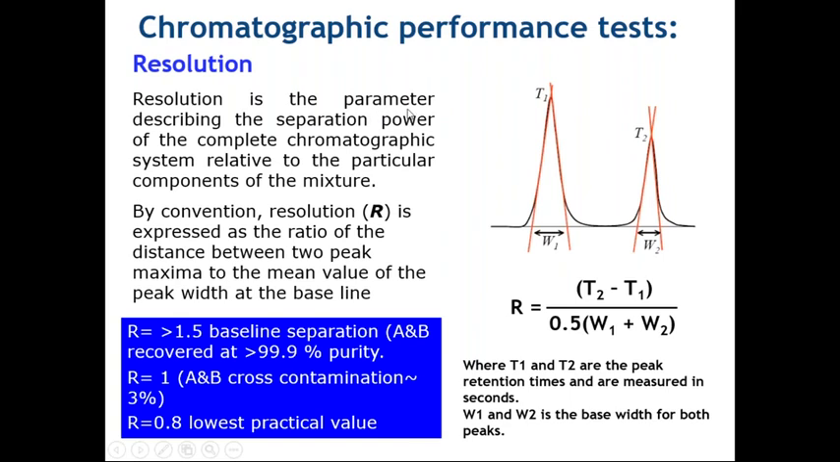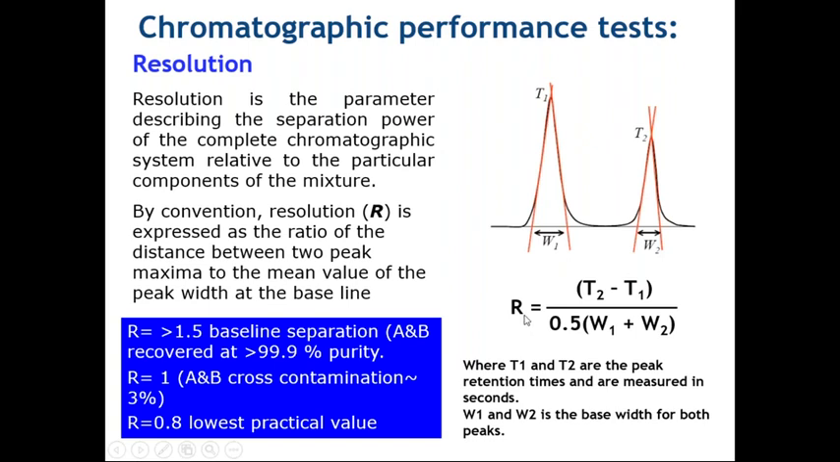Here, the resolution is a parameter which describes the separation power, or the best separation, in a chromatographic process. So how is the resolution calculated? It is calculated by looking at the retention times of two different analytes in the chromatogram. If the analytes elute at T1 and T2, the resolution is given by T2 minus T1 divided by 0.5 times the width of peak 1 plus the width of peak 2.